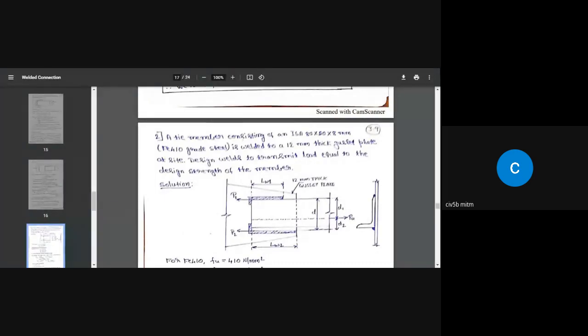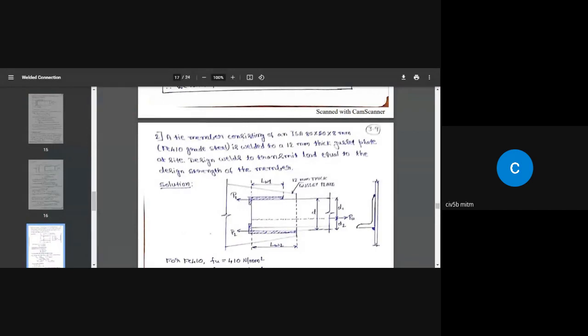Do you see that? 978 millimeter square. So after this, go up and look at the figure at the top. The longer leg is represented by capital A and the shorter leg is represented by capital B.